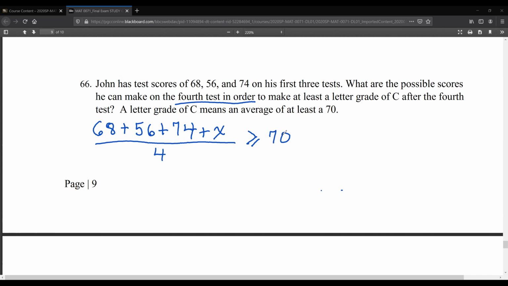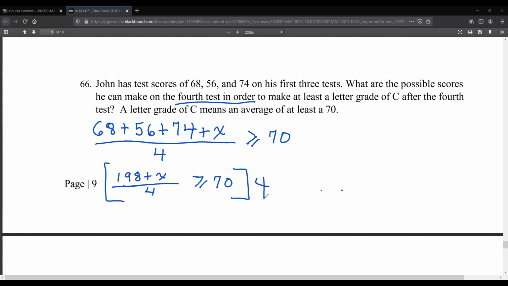You have to add 68 and 56 and 74. And that's 198. So I'm going to write real small here. So this is 198 plus X divided by 4 is greater than or equal to 70. And one of the things that we talked about is equations with fractions. And when you start handling equations with fractions, one way you can do this, I think is very easy, is just multiply by that 4. You know, we talked about multiplying by the least common denominator 4.